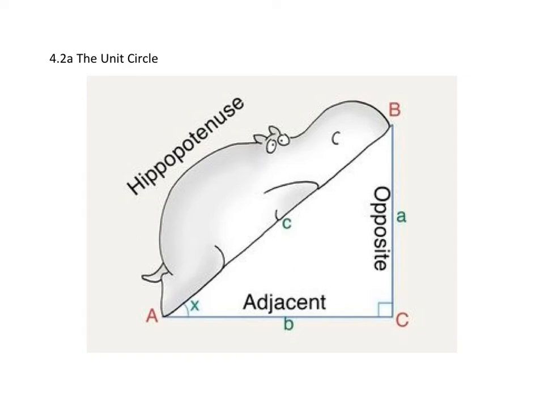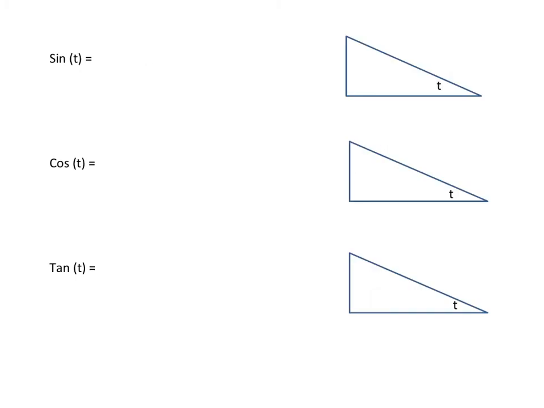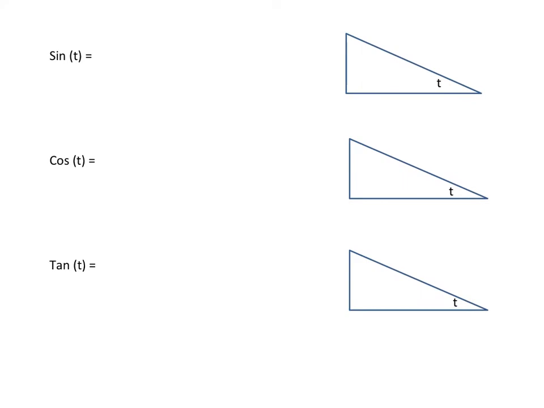Okay, by now you should have your unit circle created. And what we're going to do is take our trig functions, our sine, cosine, tangent, and apply them to these triangles that we have fit into the unit circle. Okay, this should be review, but sine is opposite over your hypotenuse.